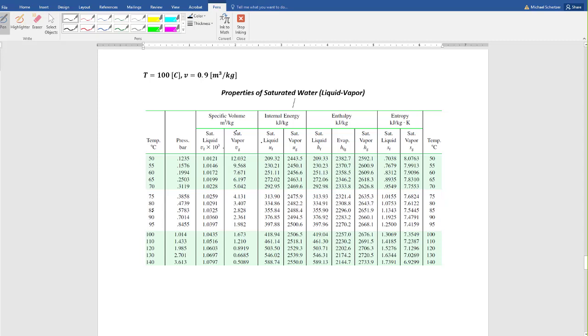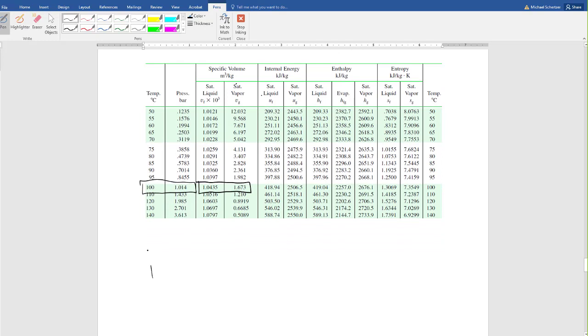It tells us that it's 100 degrees, but it doesn't tell us the quality. It's nice when they give us a quality, because then we can move right to finding the specific internal energy. But in this case, they don't. They tell us the specific volume. So the first thing we need to do is figure out if this is a two-phase mixture. If I draw my T-v diagram, it looks like this.